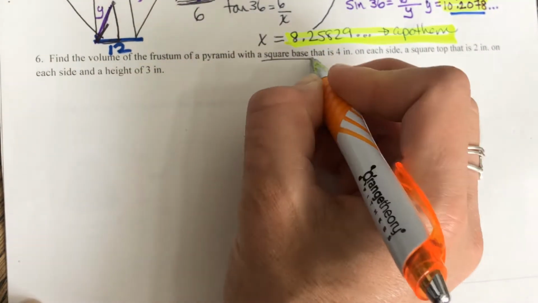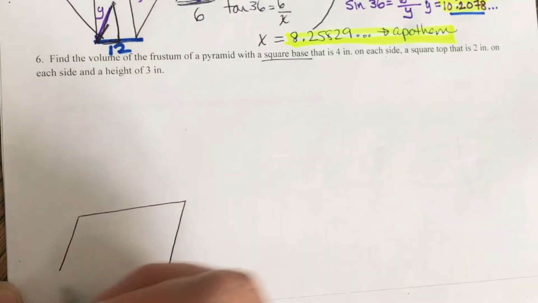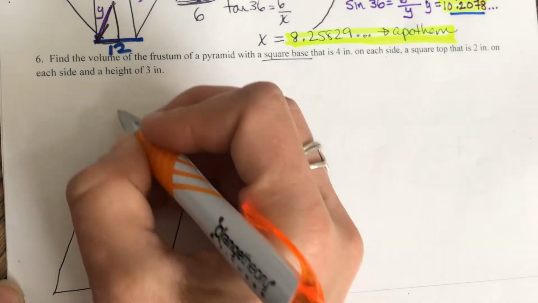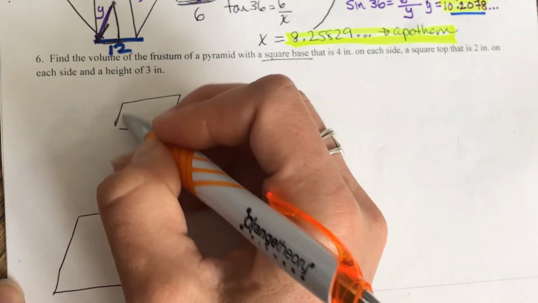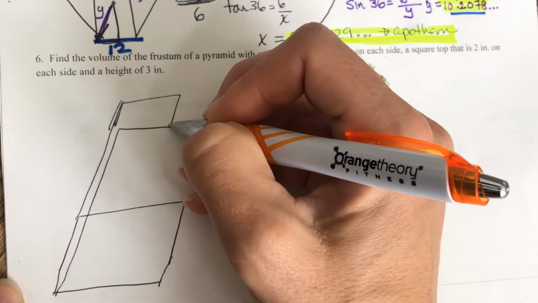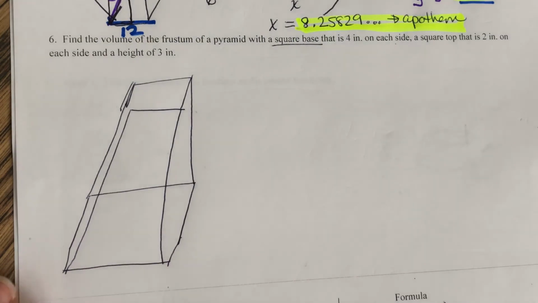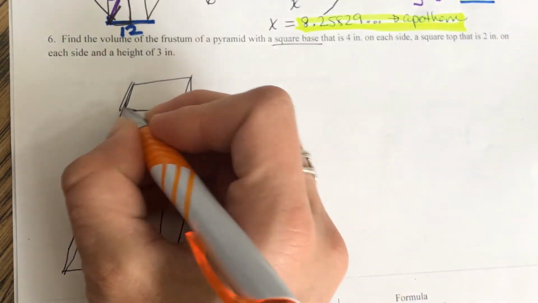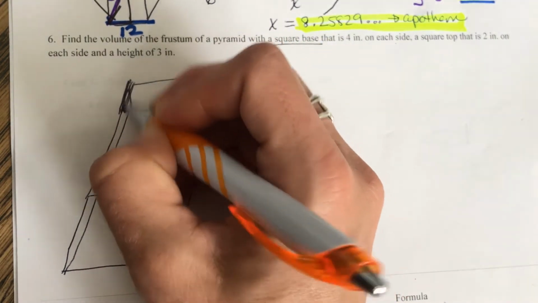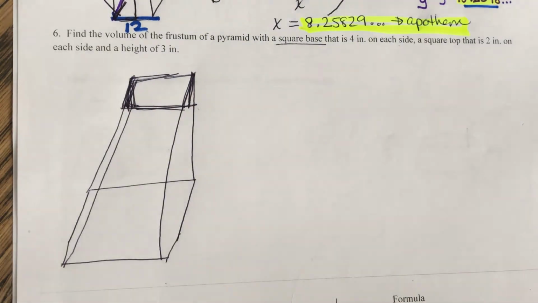Finding the volume, we have a square base. Your concept is the same. So let's draw this so we have our visual. This is their last problem for pyramids. Anyway, so there's your frustum, the best I can draw. So how do we do this?